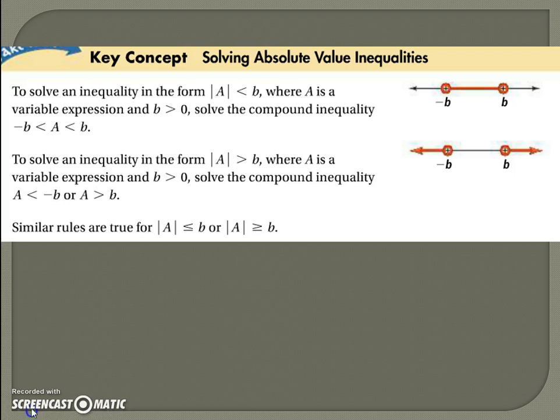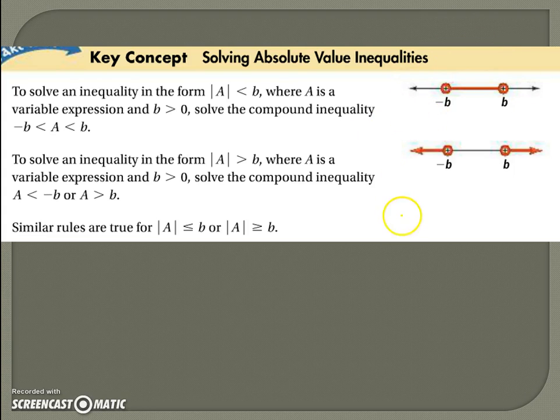I love it. Okay, so here it says key concept: solving absolute value inequalities. To solve an inequality in the form of the absolute value of A is less than B, where A is a variable expression and B is greater than 0, solve the compound inequality such as this. So B's got to be a positive value, okay? And then it's a less than sign. It's going to look like this.